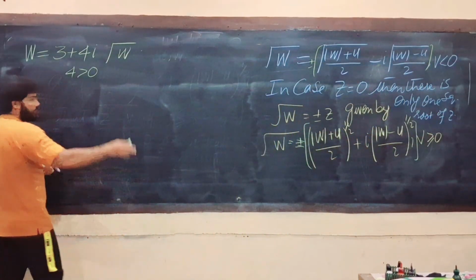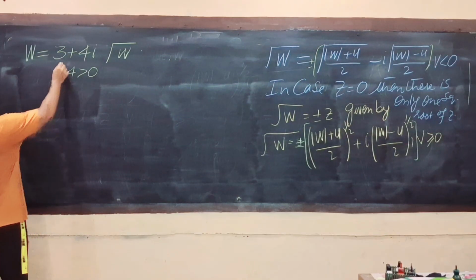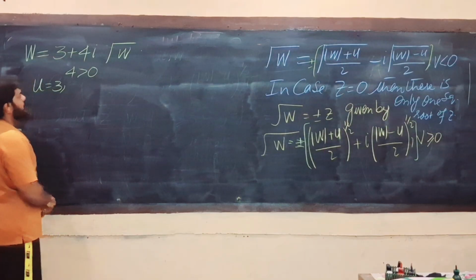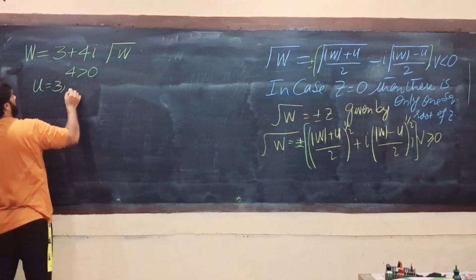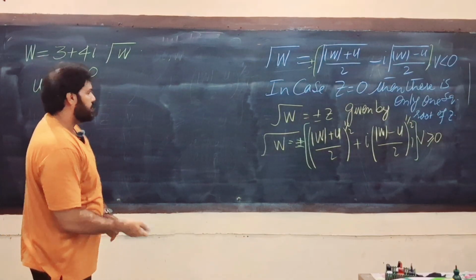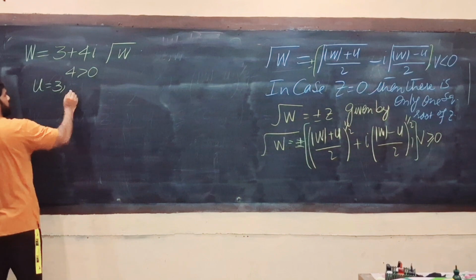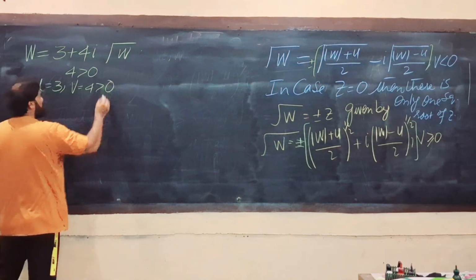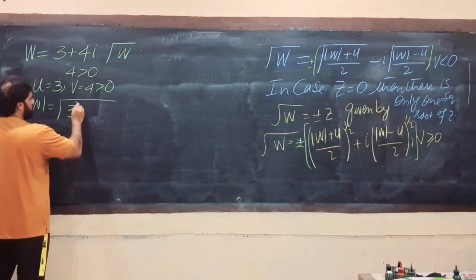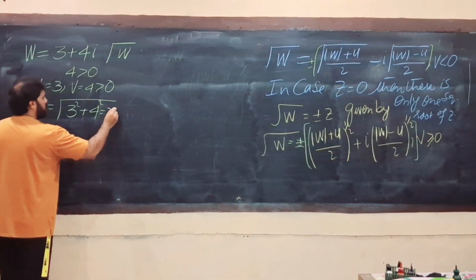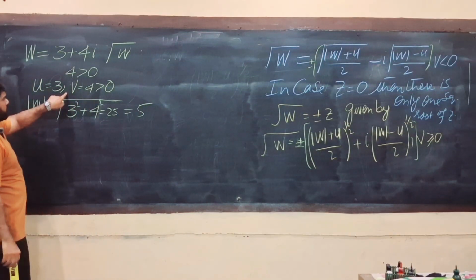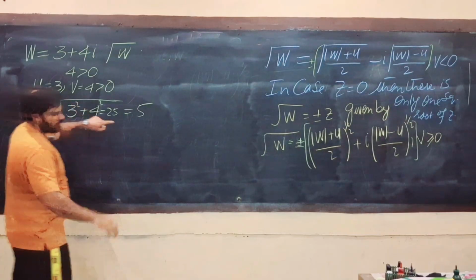Okay. What is the real part of W here? This is my U. My U is equal to 3. And what is V? V is 4, which is positive. What is the magnitude of W? The magnitude of W is simply given by square root of 3 square plus 4 square, which is 25, equal to 5. As V is positive, so we will use this formula.